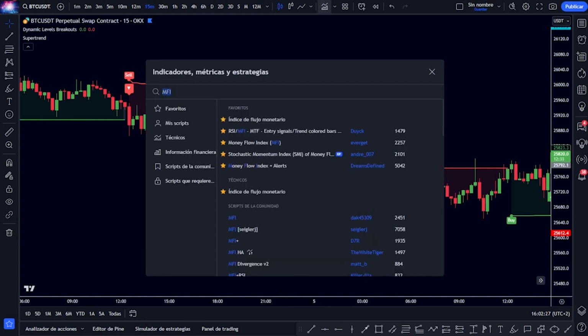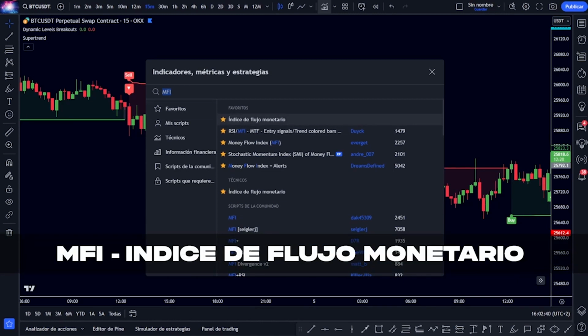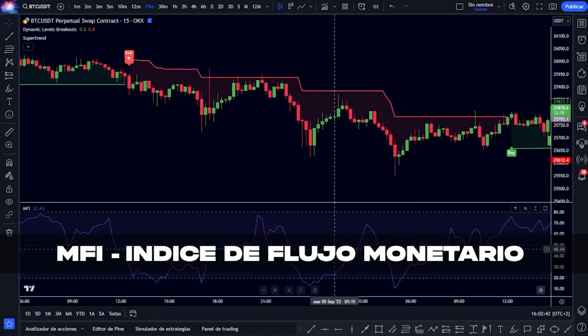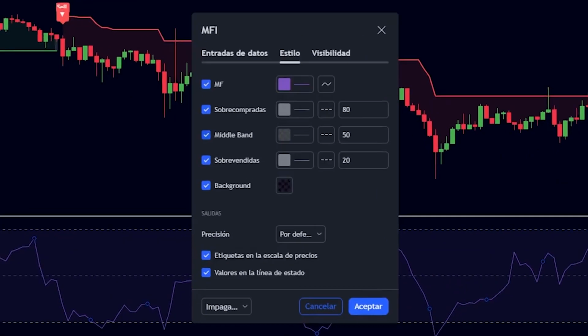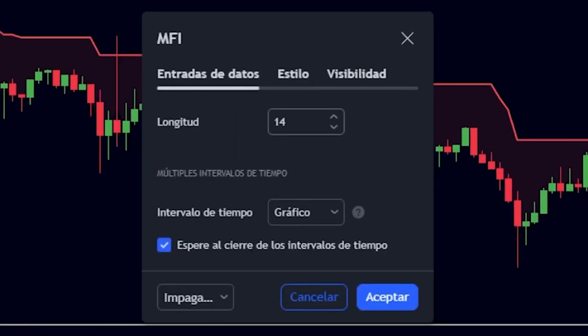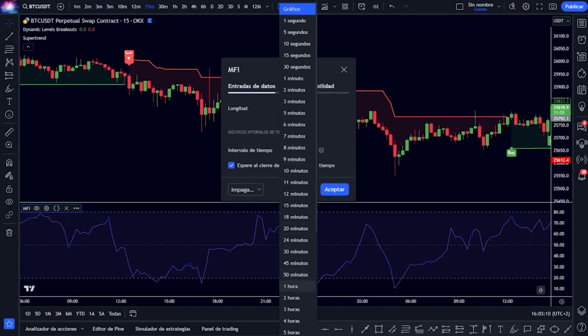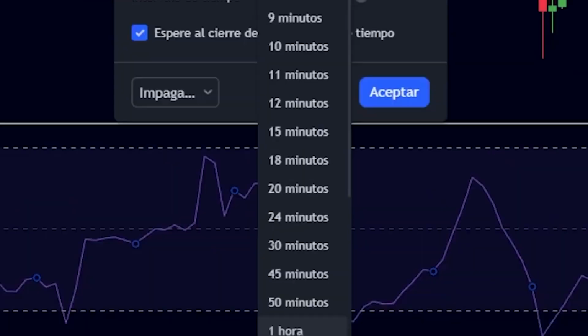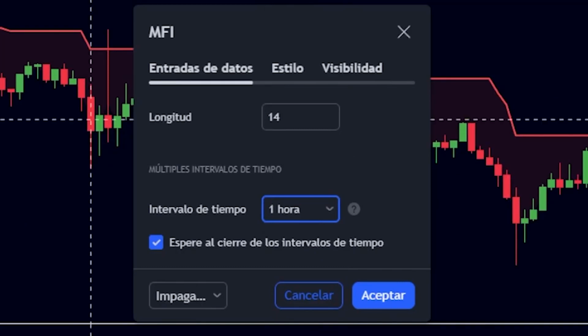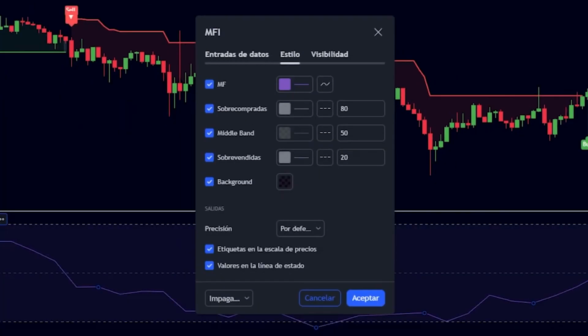And we are going directly to add the third indicator to be able to nail almost perfectly those entries. It is the MFI, or Money Flow Index, an indicator also very simple, but we are going to give a couple of changes in its style. In the data entries we will leave it at 14, and here, very important, in the time interval you place it at 4 times the timeframe that you are operating. That is, if we operate on 15 minutes, the time interval we will put at 1 hour, since 15 minutes by 4 would be 60 minutes, which is equivalent to 1 hour.